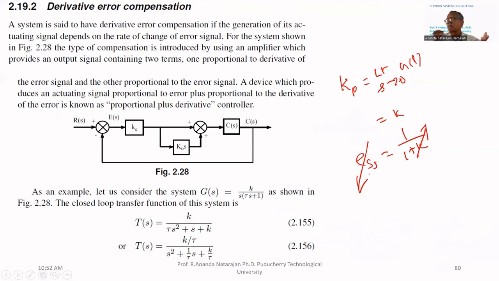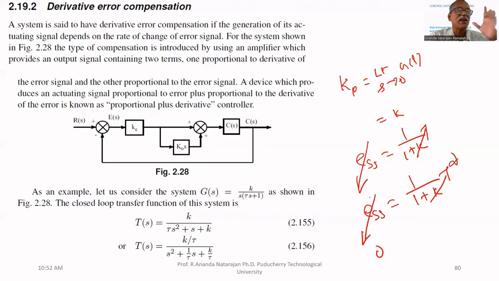But if you increase K beyond a certain value, the system becomes unstable. For the steady state error to become 0, 1 plus K should go to infinity. If you increase K, the steady state error will decrease further, and as K tends to infinity, it becomes 0. But you cannot put K equal to infinity. To reduce error, if you increase K beyond a certain value, the system may become unstable. Okay, that we will see later, tomorrow.